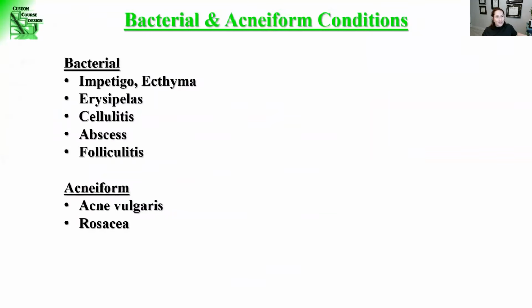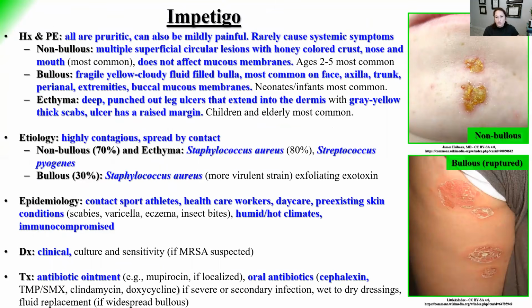So that's all of our viral conditions. Let's get to our bacterial and acne conditions here. Impetigo, there's 3 types that we'll talk about here, and they're all on the same slide because I want you to learn them together. All of them are pruritic, itchy, but some of them can also be mildly painful. Rarely do they cause systemic symptoms like malaise or fatigue.